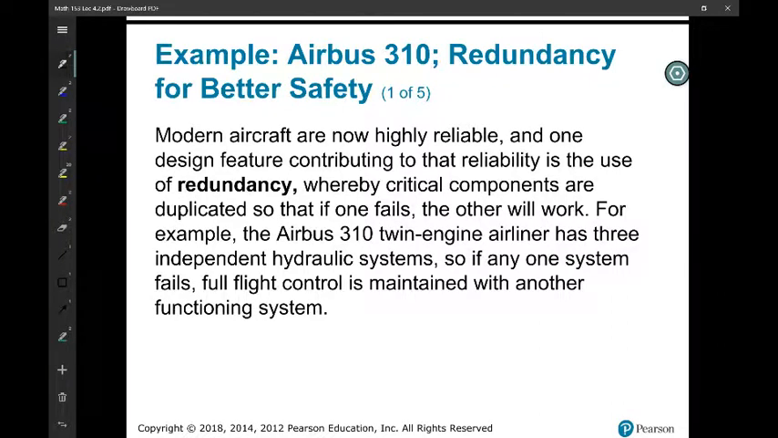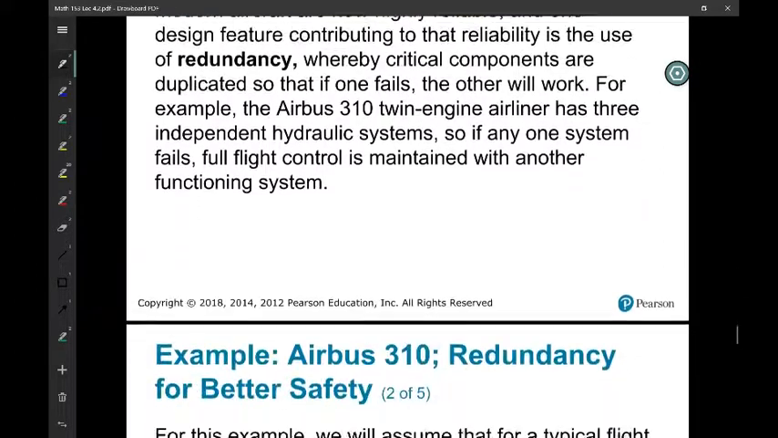So example, the Airbus 310, redundancy for better safety. Modern aircraft are now highly reliable, and one design feature contributing to that reliability is the use of redundancy, whereby critical components are duplicated so that if one fails, the other will work. For example, the Airbus 310 twin-engine airliner has 3 independent hydraulic systems. So if any one system fails, full flight control is maintained with another functioning system.